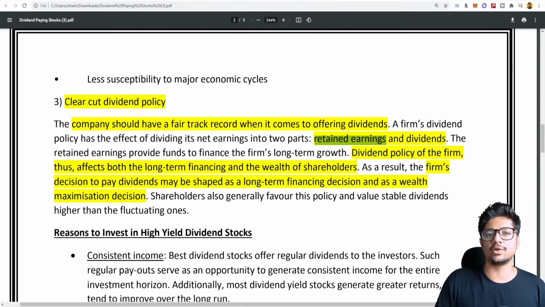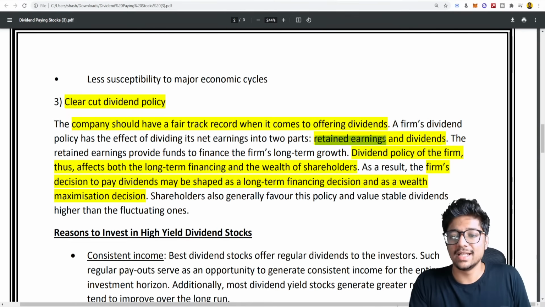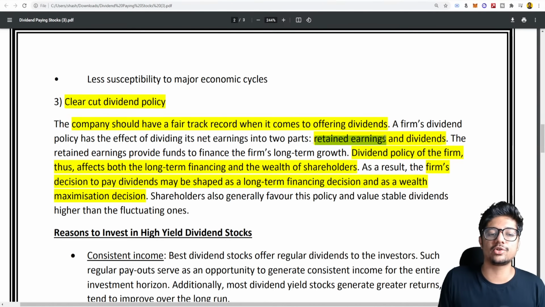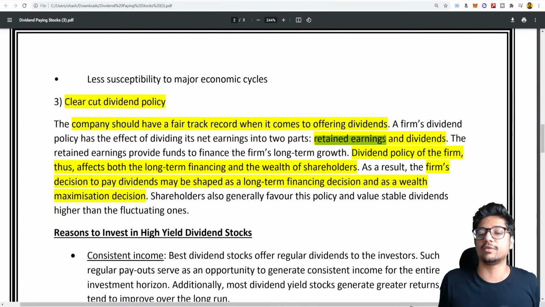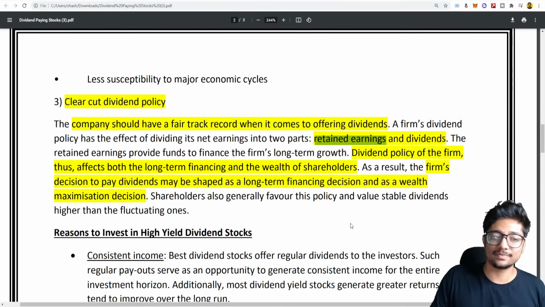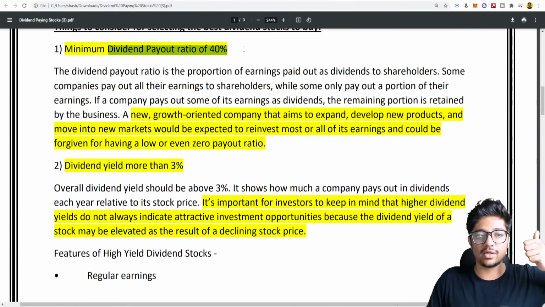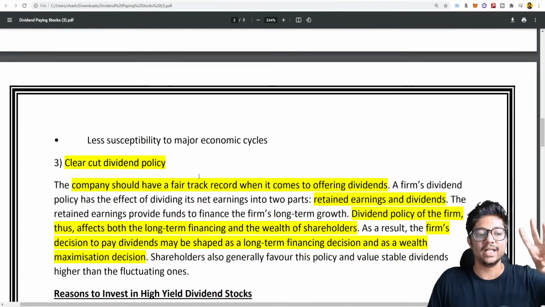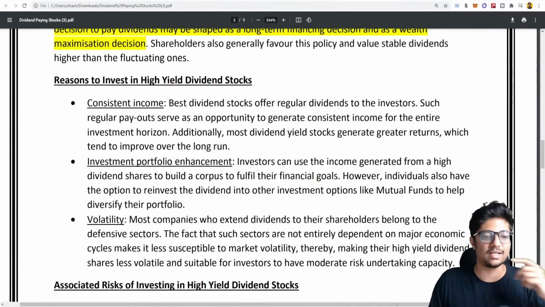If I make 100 crores, I'll say I want to retain 50%. I want to keep it back in my bank account. You don't know what will happen tomorrow. COVID might happen. The remaining 50%, I'll give back as dividends to my shareholders, because I want to make them happy and give them a lot of money in their bank account. They will be very happy about it. Now that is their dividend policy. So these three things: dividend payout ratio should be more than 40%, dividend yield should be more than 3%, and clear-cut dividend policies should be observed. If these three things are there, it is considered good.